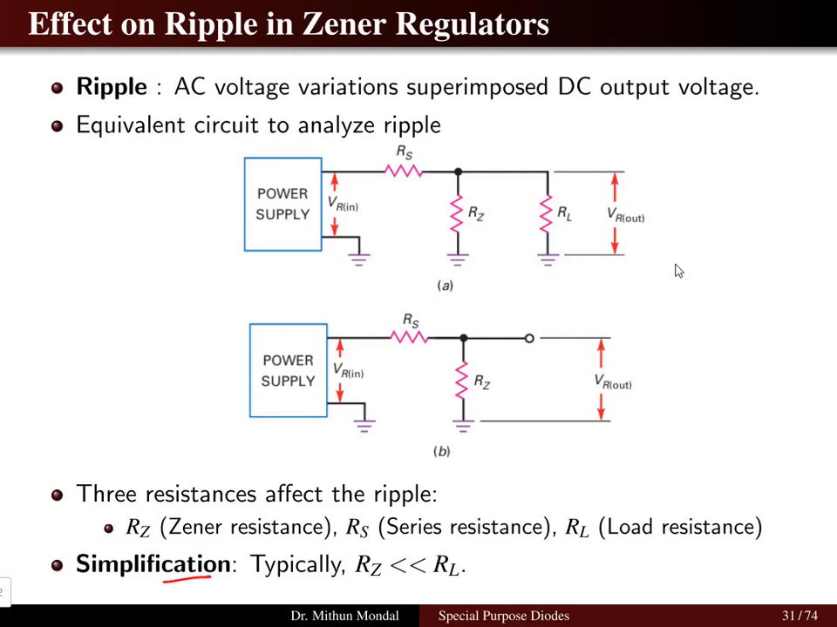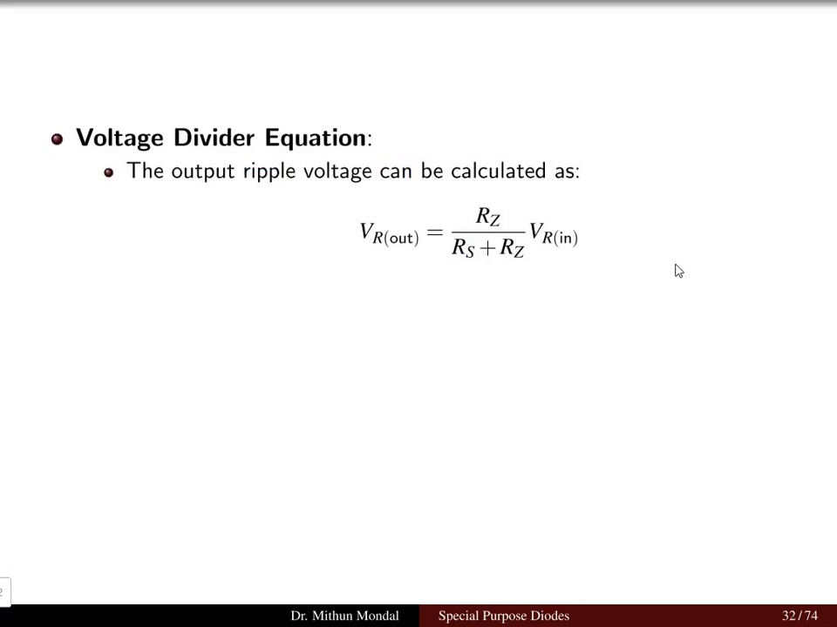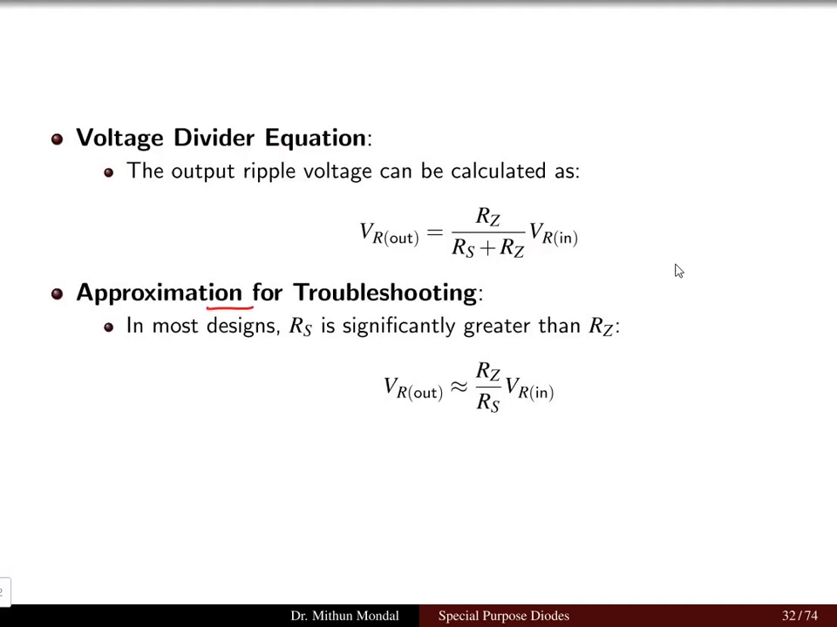For simplification, we can typically think that the Zener resistance is very much less than the load resistance. So we can use the voltage divider equation, where the output ripple voltage can be calculated as the distribution of the voltage: Rz divided by the total resistance, which is the summation of Rs plus Rz, multiplied with the input supply. This approximation is for troubleshooting. When we need to do some design, then Rs is significantly greater than Rz. So if Rs is very high, then we can neglect this Rz in the equation, and we can say that the output ripple can be taken as Rz by Rs into the input ripple VR.